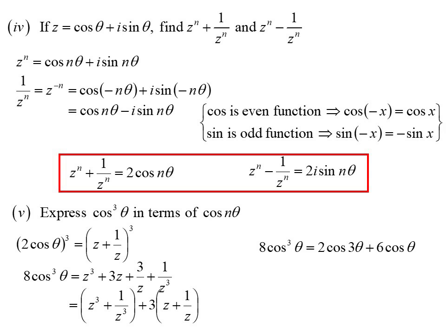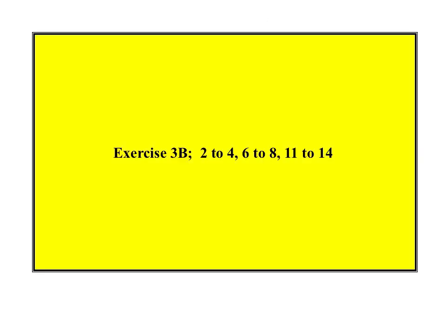Alright, not quite there because we want cos cubed, so divide both sides by 8 and we have a result. Cos cubed is 1/4 cos 3 theta plus 3/4 cos theta. 3b will do us.